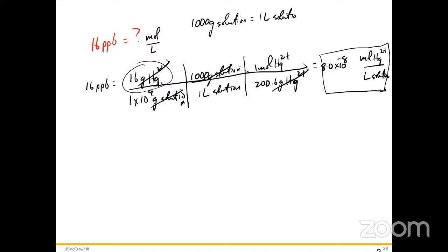All right? Any questions about this? So you times it by 1,000 and then divide it by. Yeah, well, the way I enter it in my calculator, I times the 16 times 1,000, then I divide by 1 times 10 to the 9, and then I divide by 200.6. All right, any other questions about this?